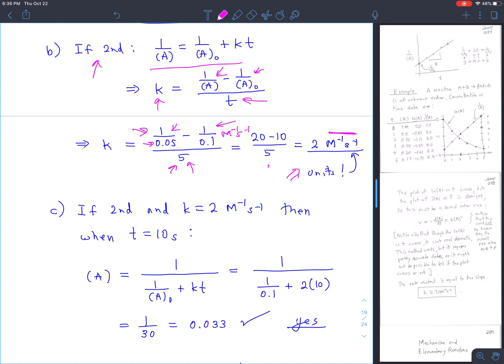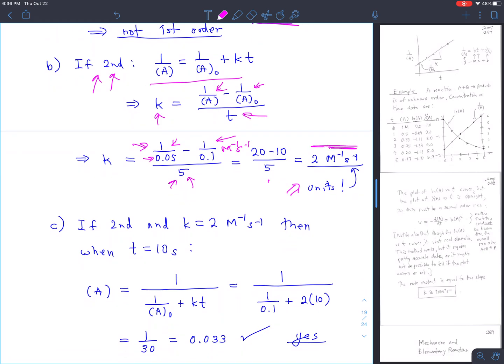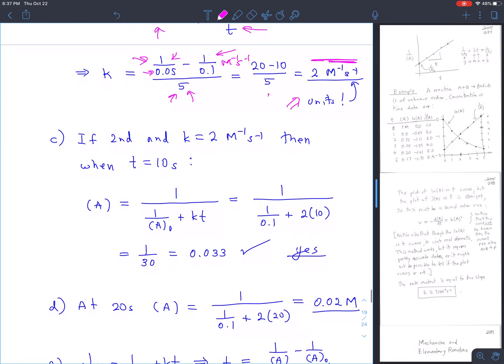Of course, that doesn't tell you it's second order because we assumed it was second order when we were doing all of this. So all this is doing is telling us that we're getting a set of units on our rate constant that's consistent with the original assumption. Doesn't tell us it really is second order.